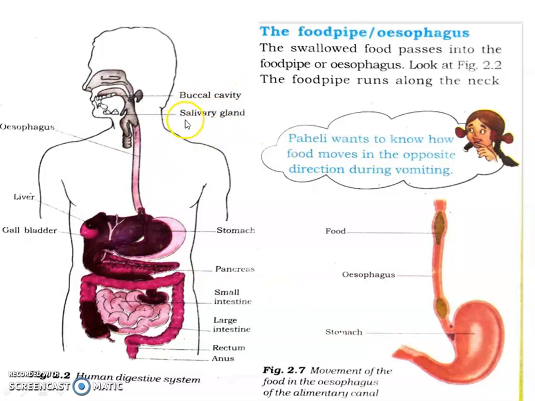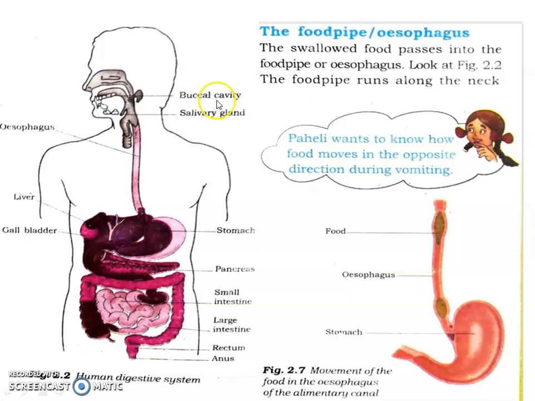Buccal cavity, and in the buccal cavity there is a salivary gland. The second part is the esophagus, which is also known as the food pipe. Here is the liver, and this is the gallbladder. These are not parts of digestion. This is the third part, the stomach. First part is buccal cavity, second part is esophagus, third part is stomach, then fourth part is small intestine, fifth is large intestine, and the last, sixth one is anus.